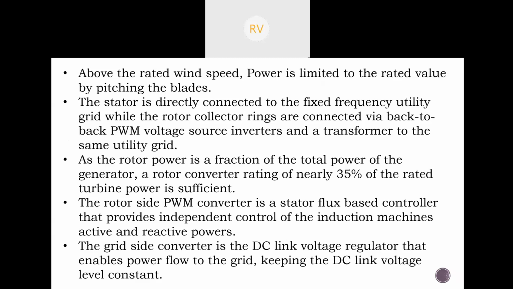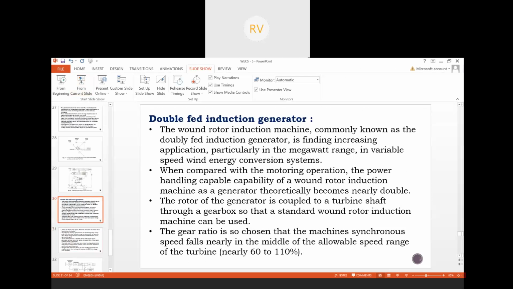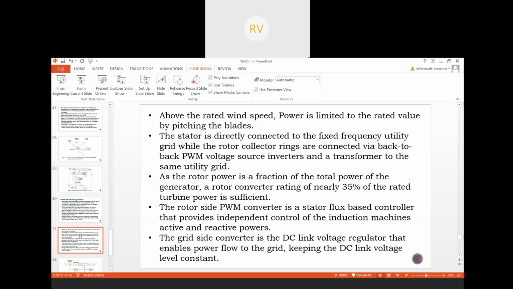The grid side converter is the DC link voltage regulator that enables power flow to the grid, keeping the DC link voltage level constant. So the rotor side converter will help us to independently control the active and reactive powers, while the grid side converter will help us to keep the DC link voltage level constant. So this is the doubly fed induction generator. We have already seen it in detail in the last chapter, so we are not going into detail of this.